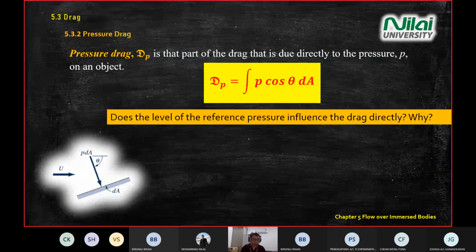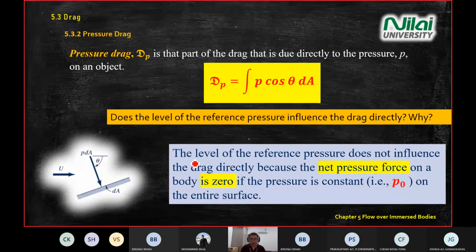Now, just a pop quiz to test your understanding: does the level of reference pressure influence the drag directly, and why? This one you also need to explain in your assignment, all right?